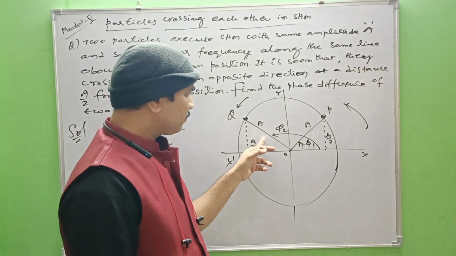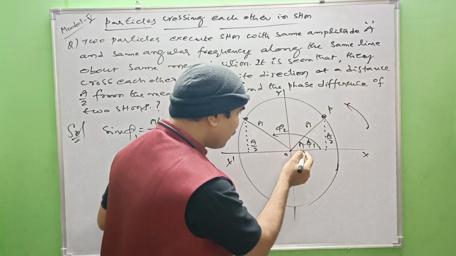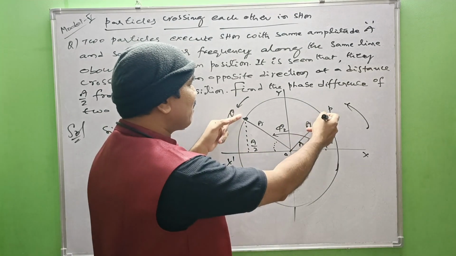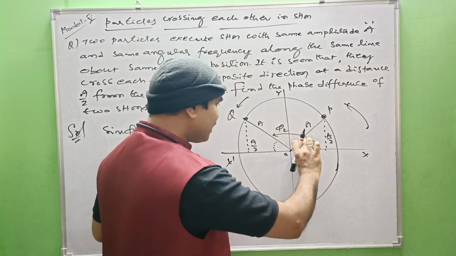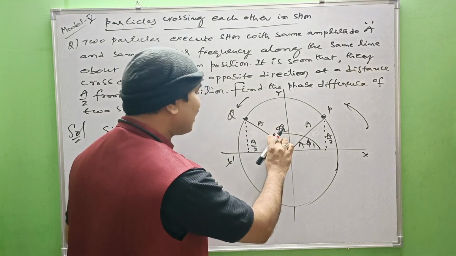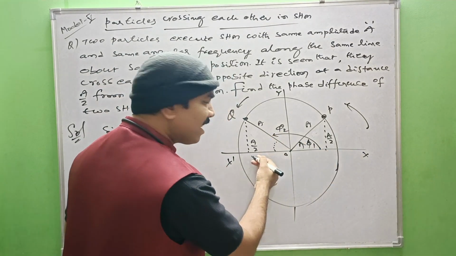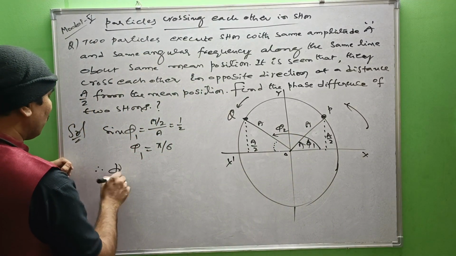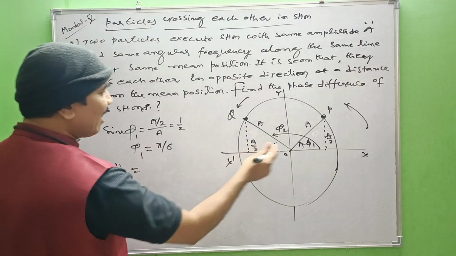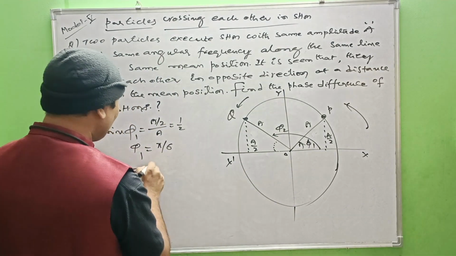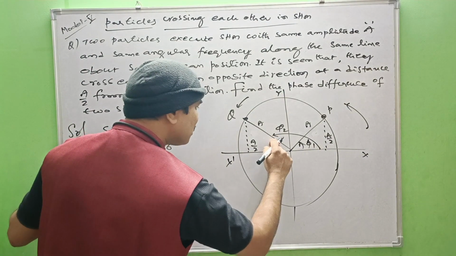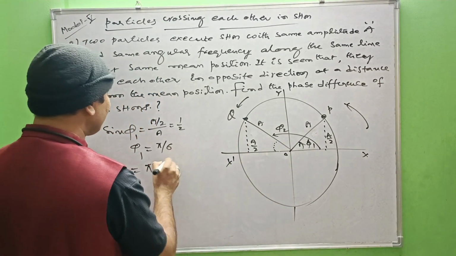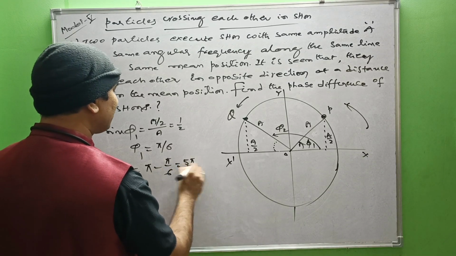Now what about phi 2? If phi 1 is pi by 6 here, this value is also pi by 6. Why? Because both are at same level with respect to reference axis. Now what is the angle made by straight line here? Pi radian. So pi radian minus pi by 6 equal to phi 2. That is phi 2 equal to pi minus this angle. What is this value? Phi 1. Phi 1 is what? Pi by 6. So that is 5 pi by 6 is the angle.